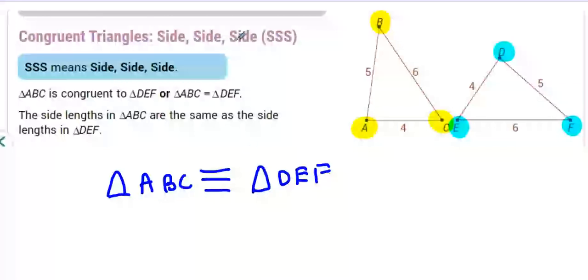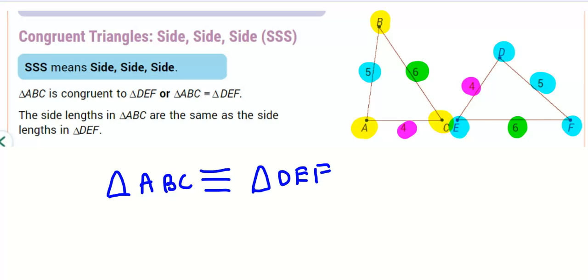Now, why are they congruent to each other? Can anybody tell me? 6 same as 6, yeah. 4 is the same as 4. And finally, 5 is the same as 5. They're equal by side, side, side. Is that okay with you guys? They do automatically have the same angles because they are the same triangle.